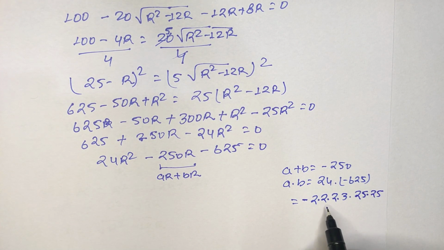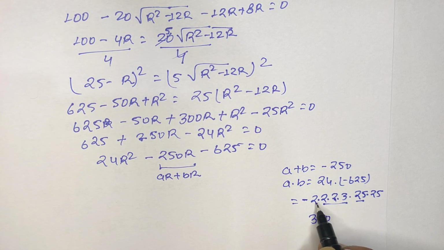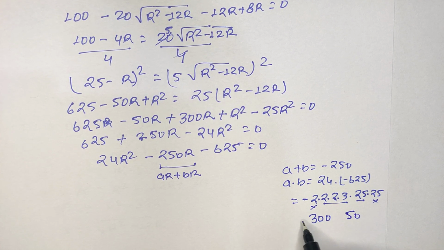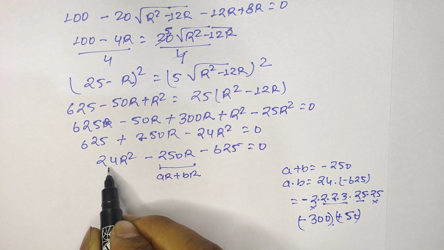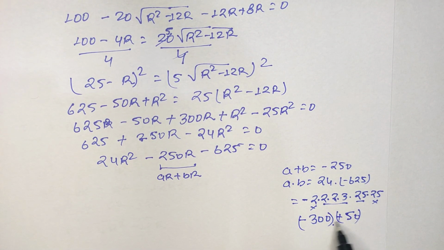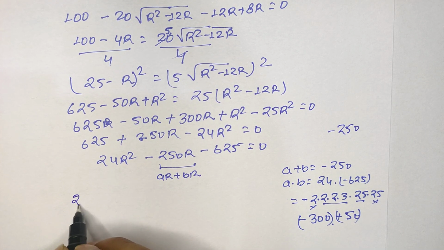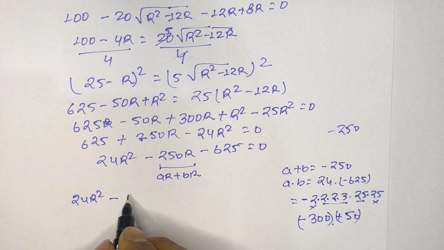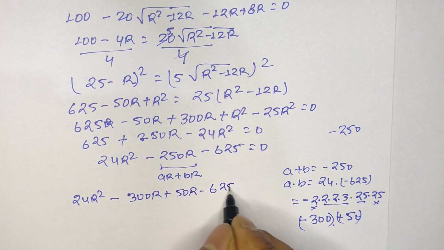So here if I multiply these numbers, that is 2 times 2, it is 4, times 3, 12, and times 25, it is 300, and 2 times 25, it is 50. And if I put negative here and a plus sign on this one, then the multiplication of these values will give 24 times 625, and the addition of these two values, minus 300 plus 50, gives minus 250, which is equal to the upper value. So here we can write 24 r power 2 minus 300r plus 50r minus 625 equals 0.